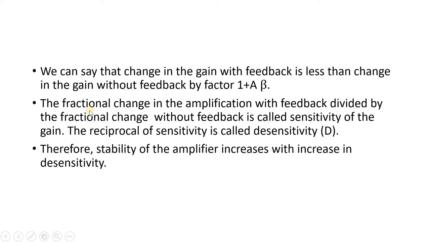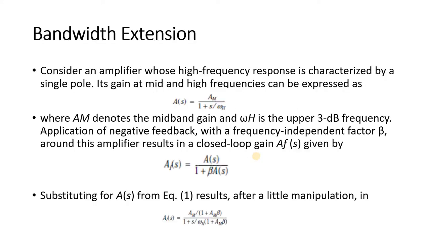Okay, so the fractional change in the amplification with the feedback divided by the fractional change without feedback is called the sensitivity of the gain. The reciprocal of that is nothing but the desensitivity. That is why the name gain desensitivity is given. Therefore, stability of the amplifier increases with the increase in the desensitivity. This is very important. The last sentence is very important. Stability of the amplifier increases with the increase in the desensitivity.